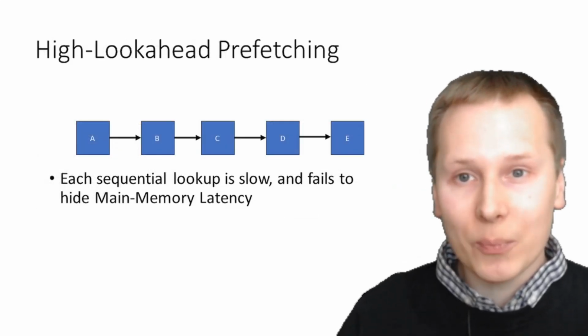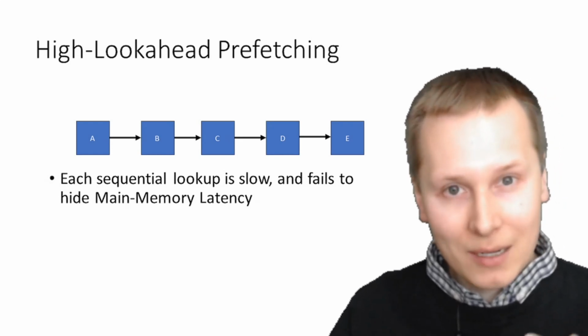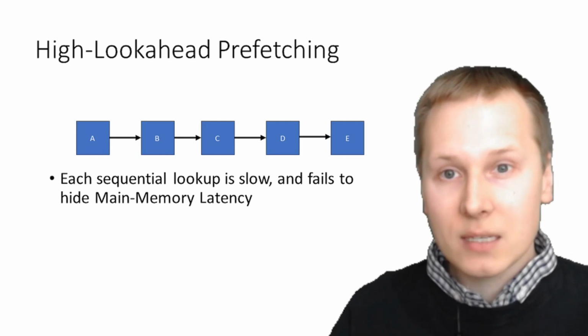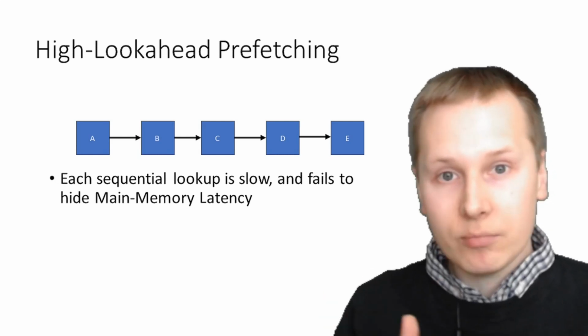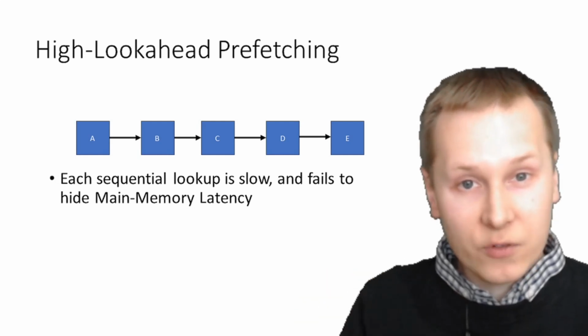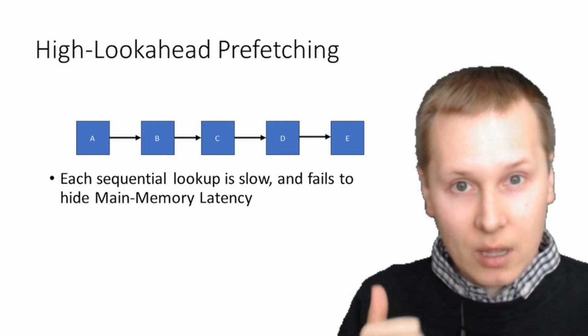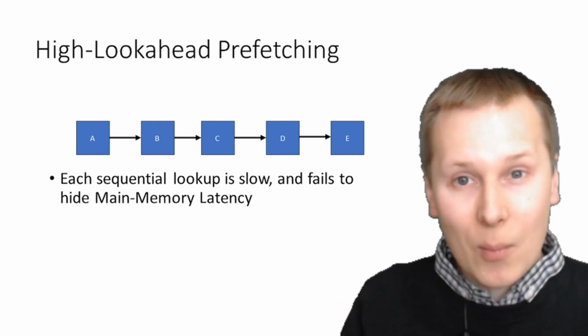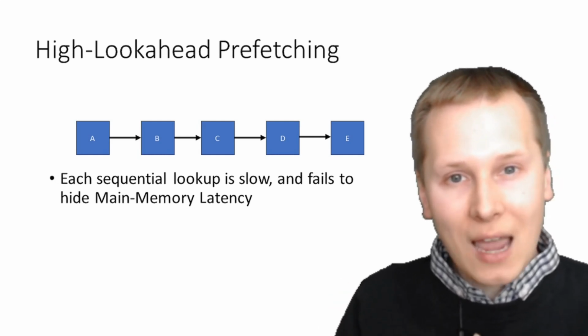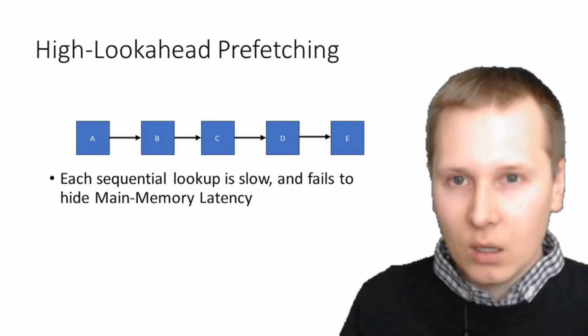Something else that we do is high look-ahead prefetching. So the way I explained it and the way Triage does it is that if you see A, they look up A in the Markov table and you get B, so the next access for that PC. The issue here is that each sequential lookup for that Markov table is pretty slow, so we can often fail to hide the massive main memory latency if we're only doing one at a time.